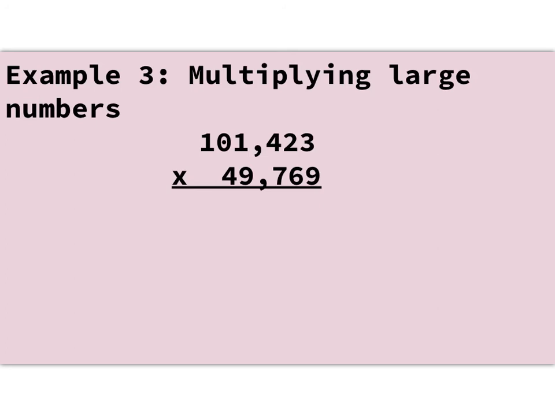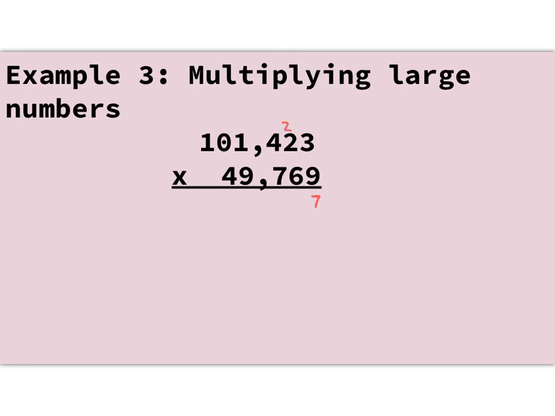I'm going to run through the 9 times every digit on top, then the 6 through every digit on top, then the 7, then the 9, then the 4. So it's going to look kind of messy, but once you keep your place value straight, it'll all be straight. So 3 times 9 is 27.